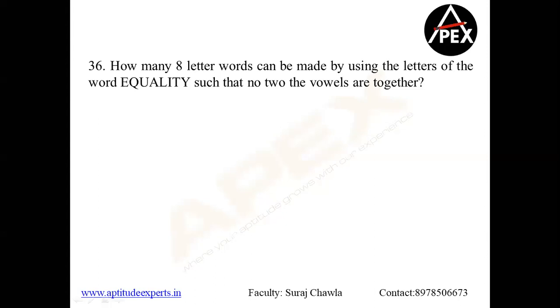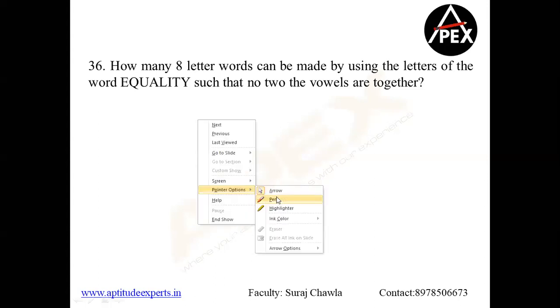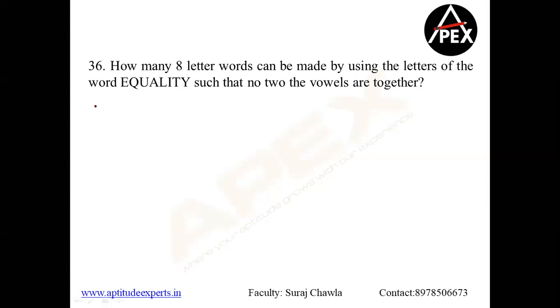First, explain me the difference between 35 and 36. Let's first understand the difference between 35th question and 36th question. 35th question says all the vowels are not together. And 36th question says no two vowels are together.